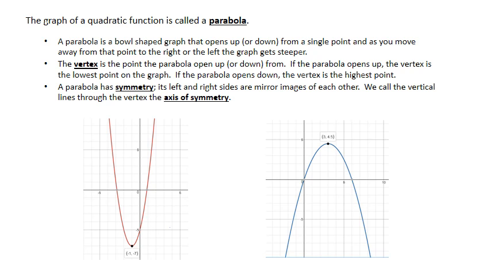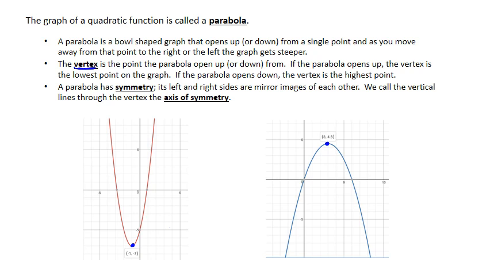I've got two examples down below. Now that single point the parabola opens up or down from is what we call the vertex. Okay, so the vertex in this first graph was down here at -1, -7. In the second graph, it was up here at 3, 4.5.